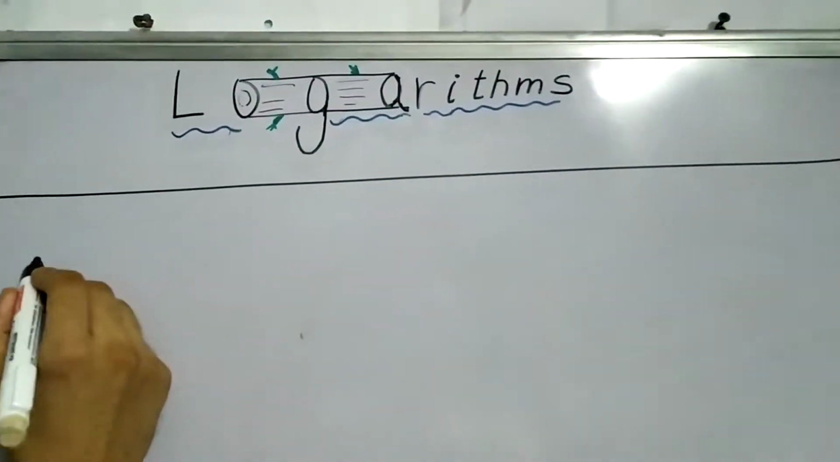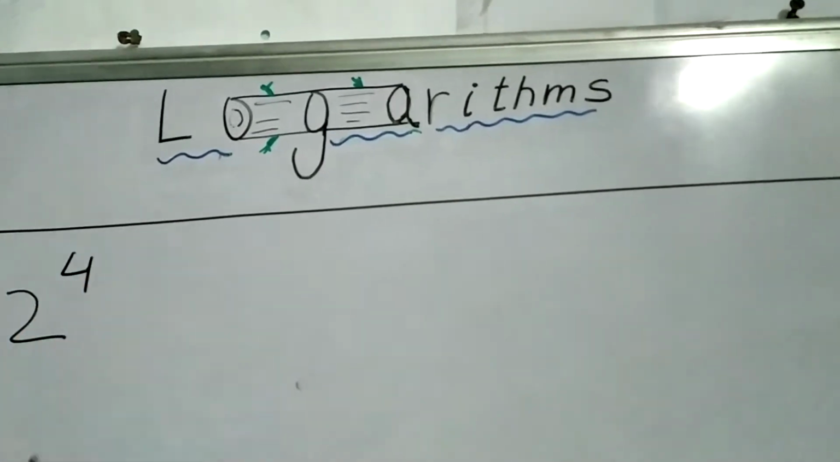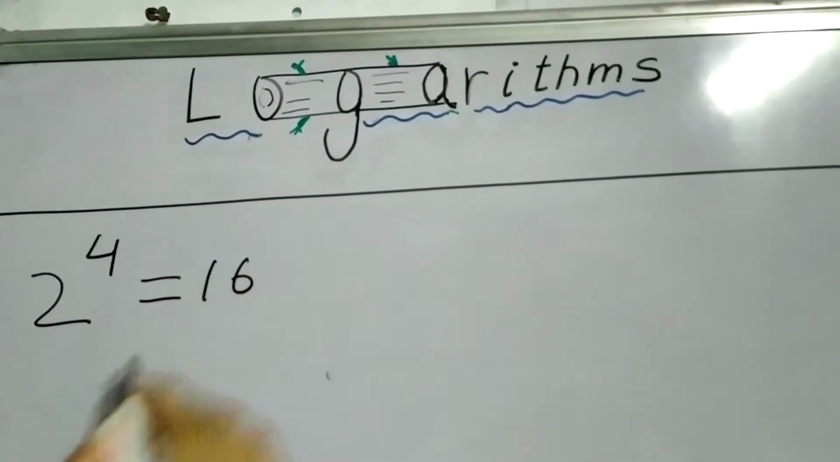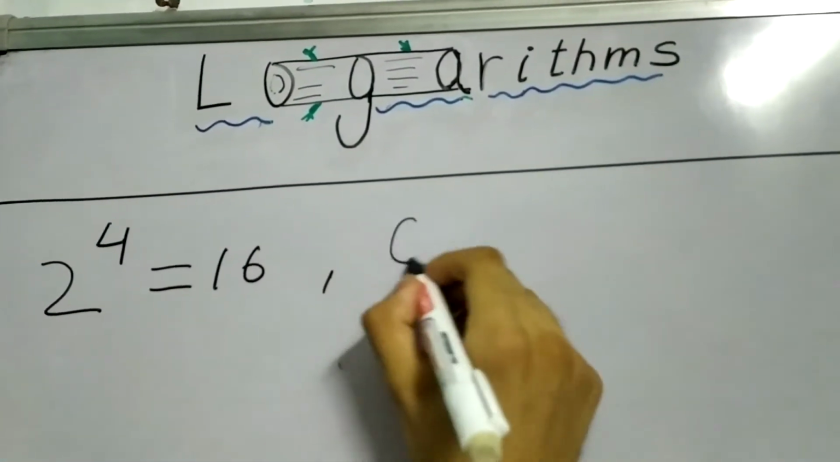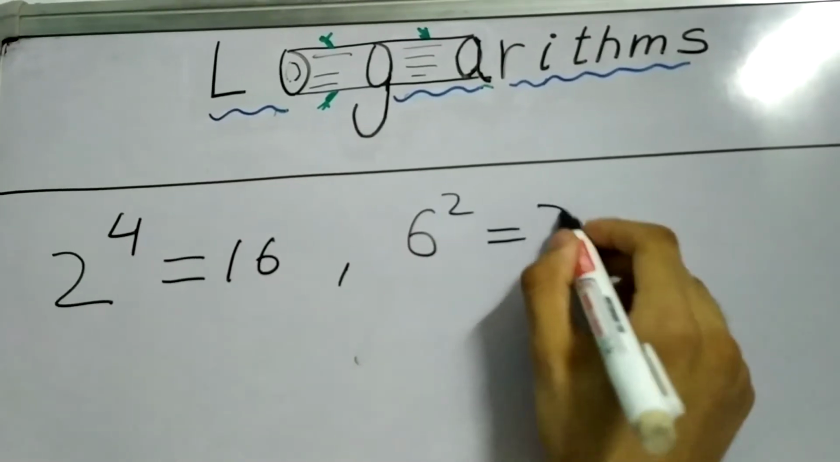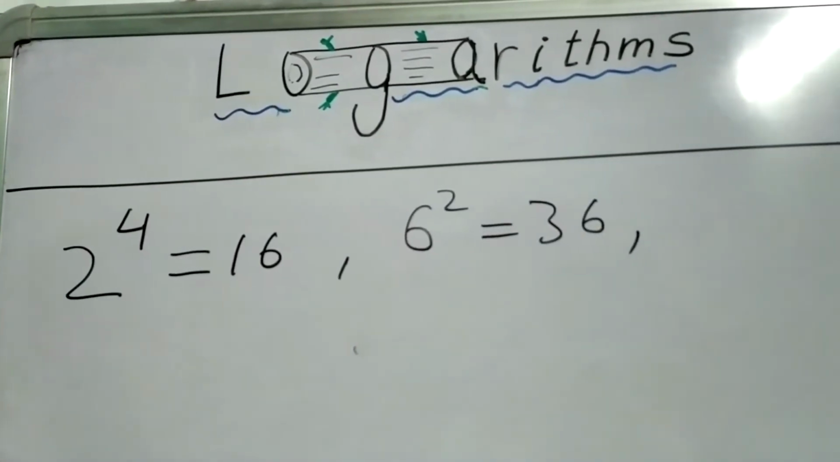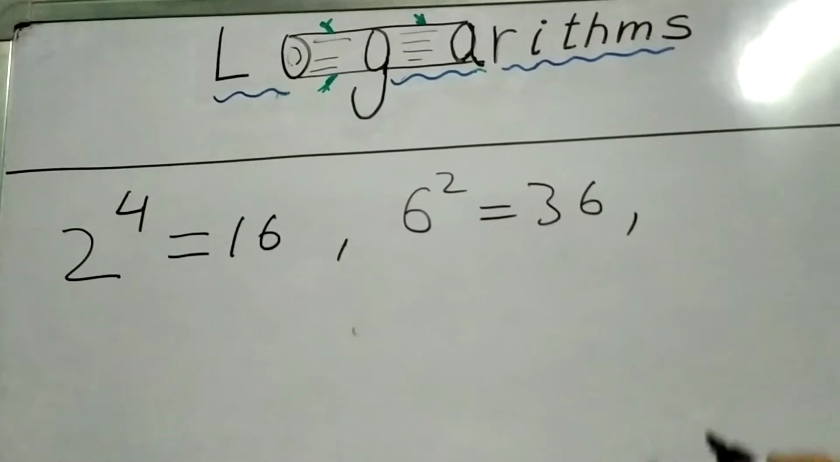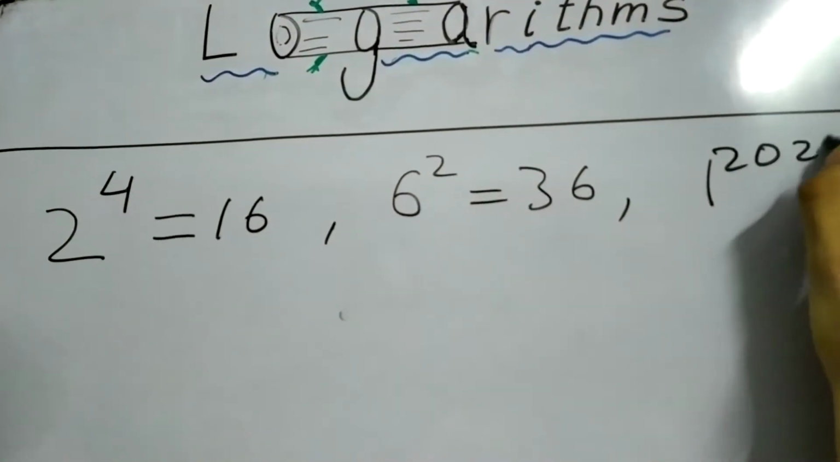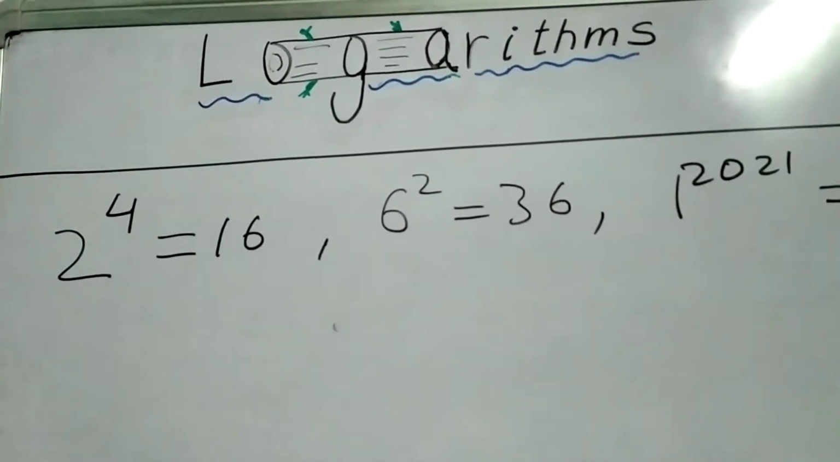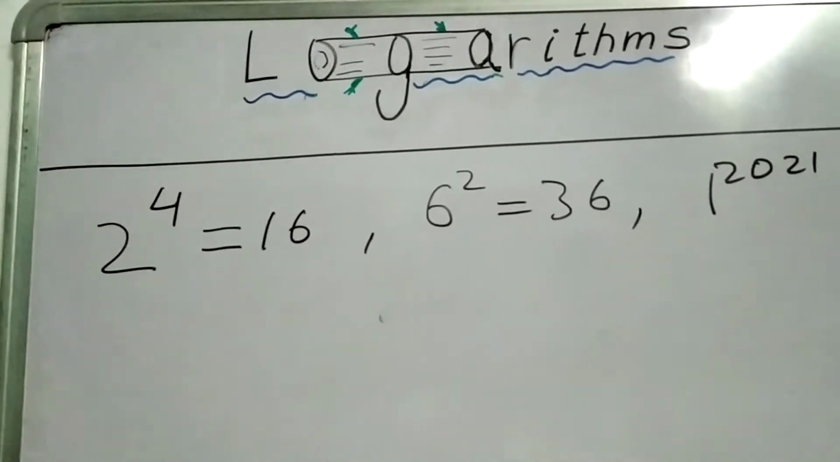Today we'll be studying logarithms. So I assume you have some decent knowledge of how exponents work. Say you need to raise 2 to the power 4. This is 16. 6 to the power 2 is 36. Let us consider an even simpler number, 1 to the power 2021. That is still 1.